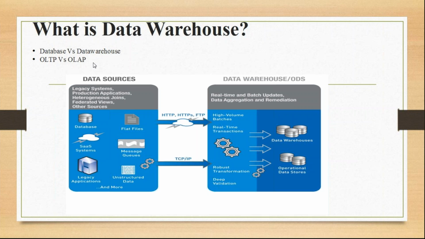So OLTP is a database and OLAP is a data warehouse. But both of them are the same; a data warehouse is also a database, but the purpose or the way it is used is different. OLTP is an online transaction processing system. OLAP is an online analytical processing system.